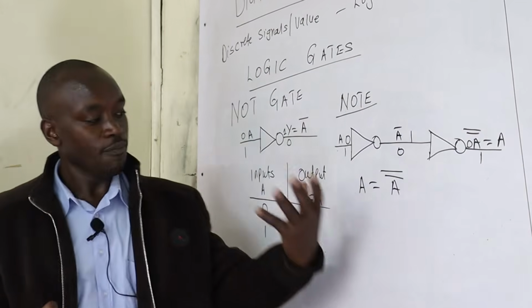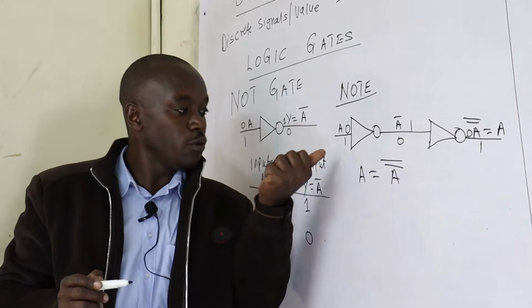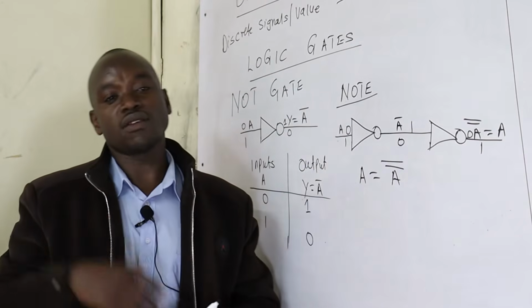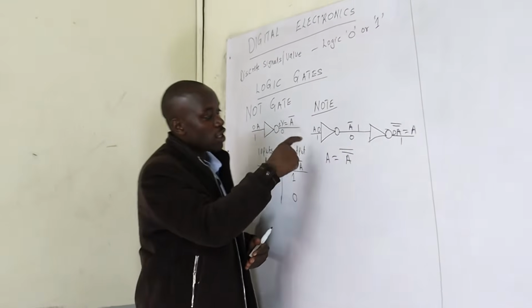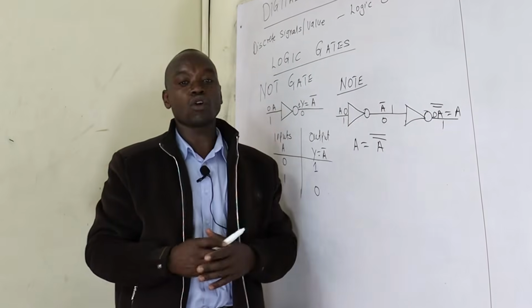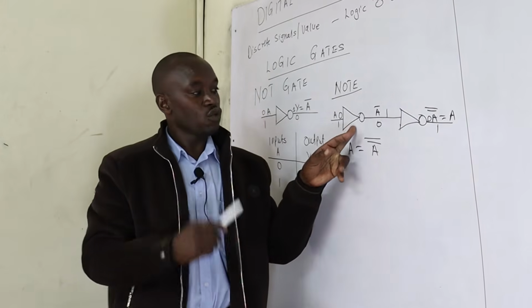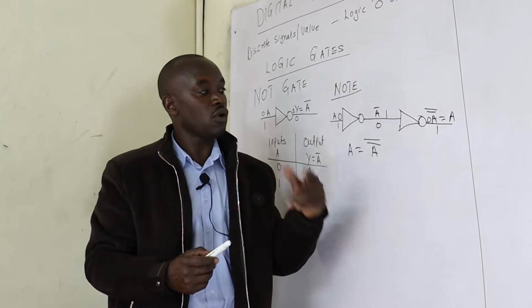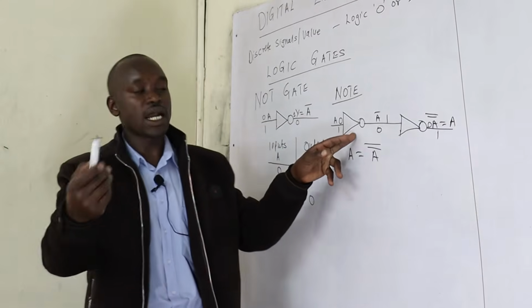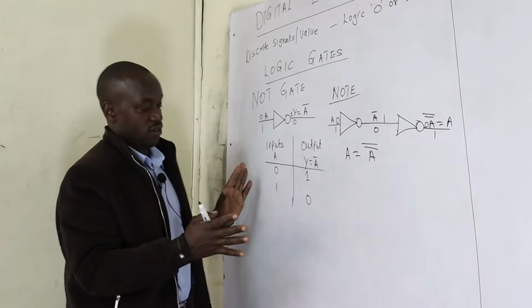If you put an input through two NOT gates, you will get the same output as the input. We shall be using it somewhere, like when we are talking about things like De Morgan's theorems, we shall come under this one, so that we can be changing a variable, or we can be using it in Boolean algebra.